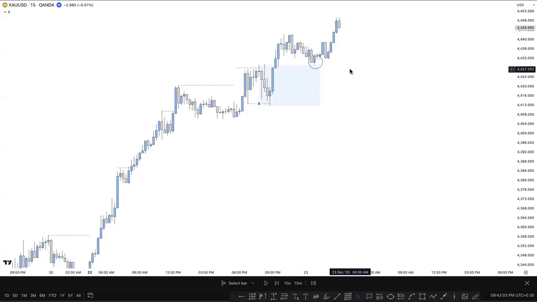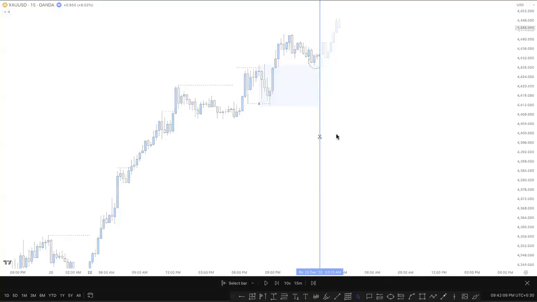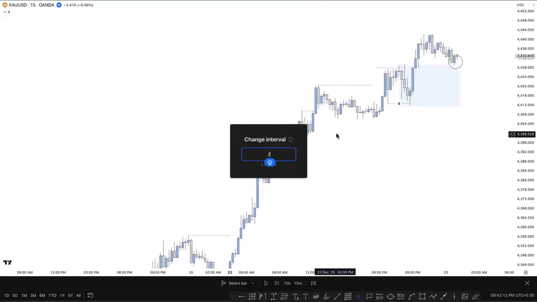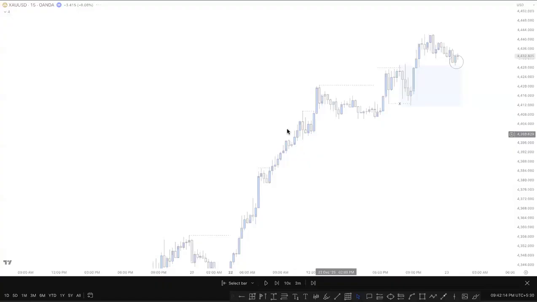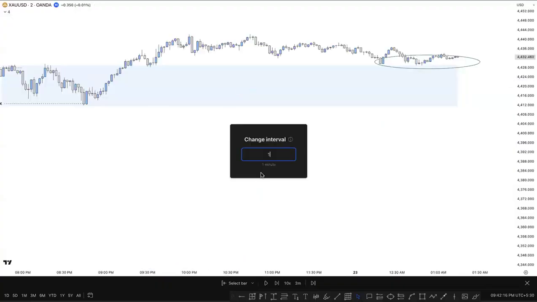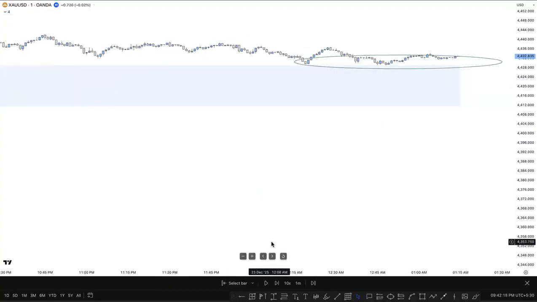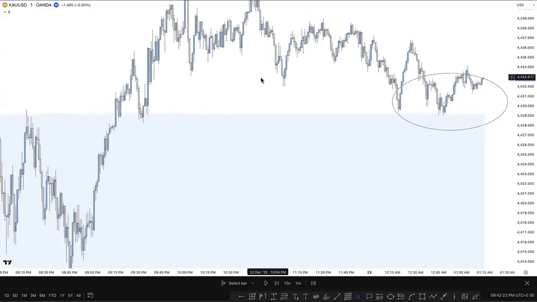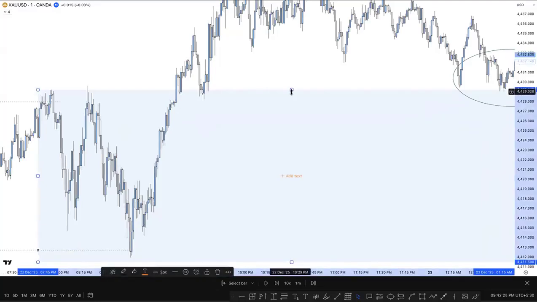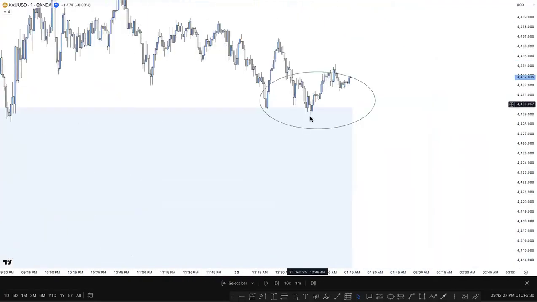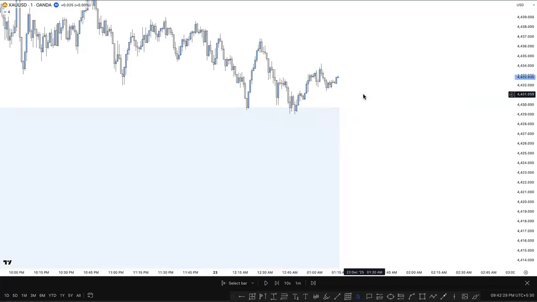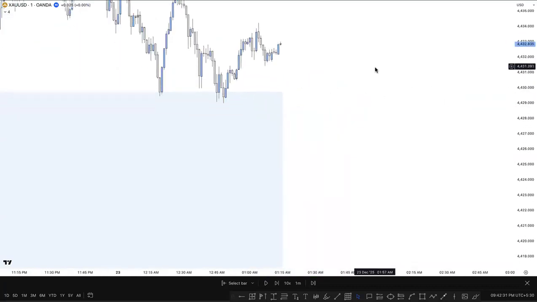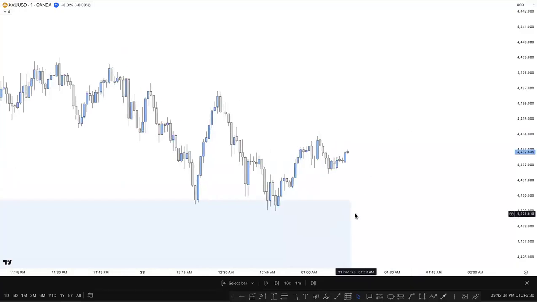Now let's see what happened next after this one and how price reacts here in a lower time frame. Switch back to a 2-minute time frame, and we can also use the 1-minute time frame. If you have access to the 1-minute time frame, you can use it, and if you have access to the 2-minute time frame, you can use that as well. So this is the zone where price taps on it, and once price taps on it, we can switch to a lower time frame. Look at this one.